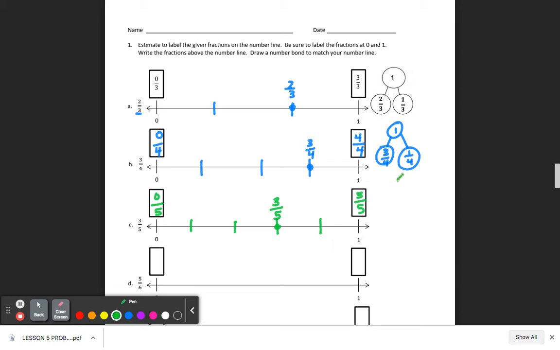Okay, so we're going to start with our whole number 1. We have 3/5 marked. So how many more fifths do I need to get to 5/5? So there's 1, 2. That's right, 2/5. And I could check that by saying 3 plus 2 is 5, and 5 over 5 is 1.